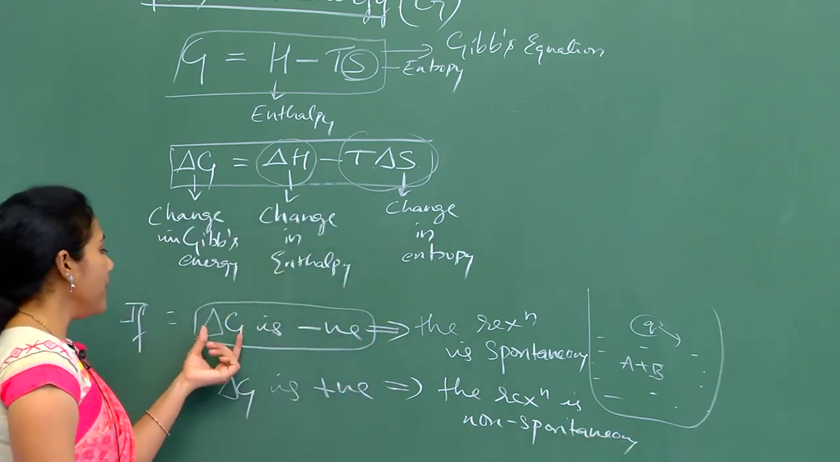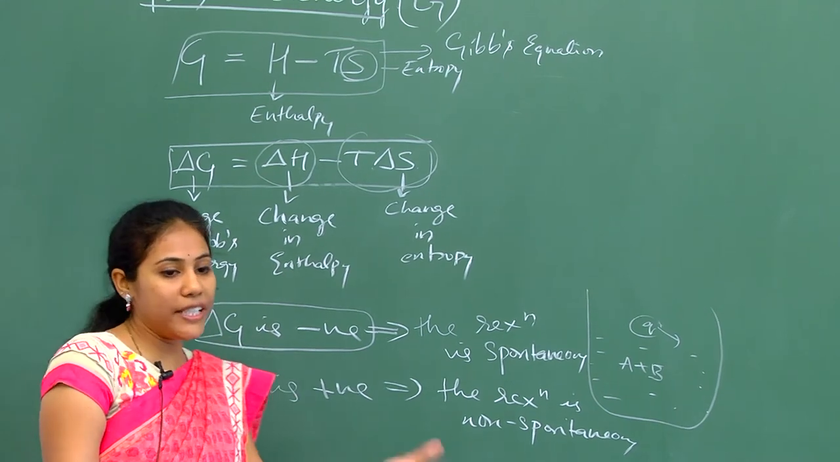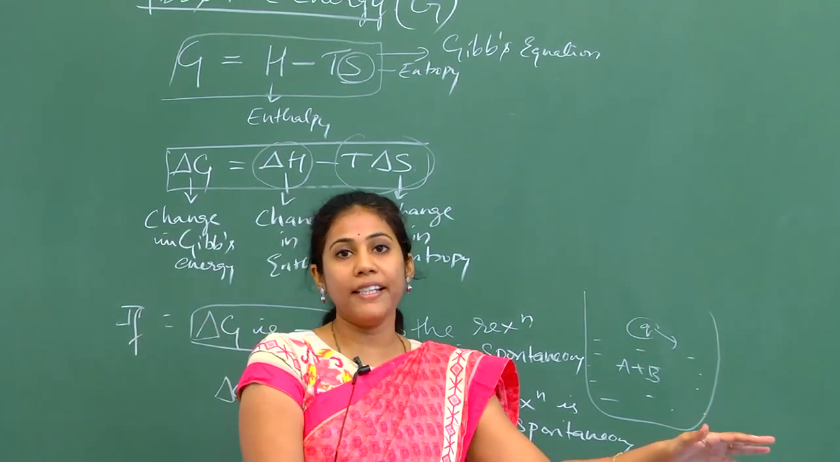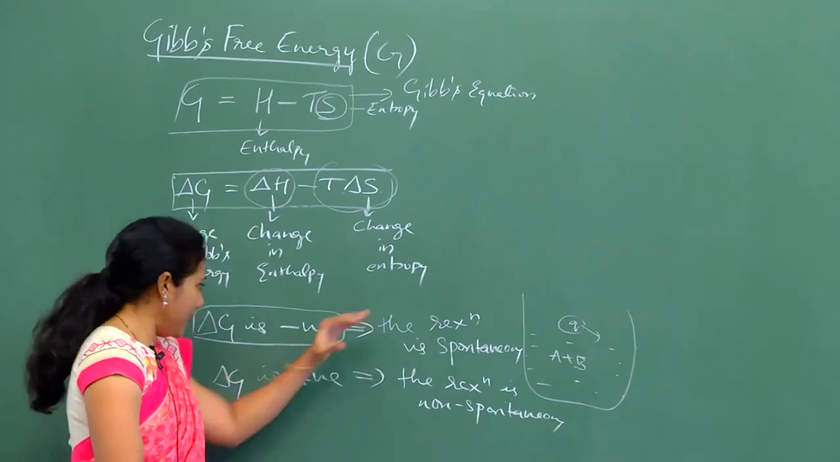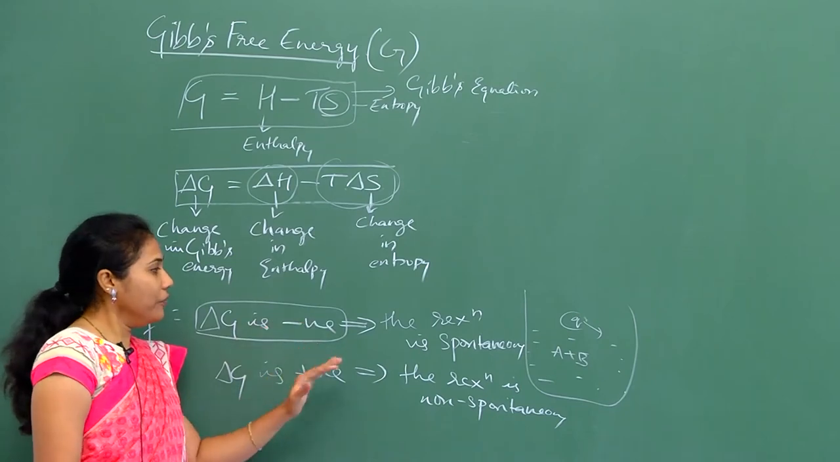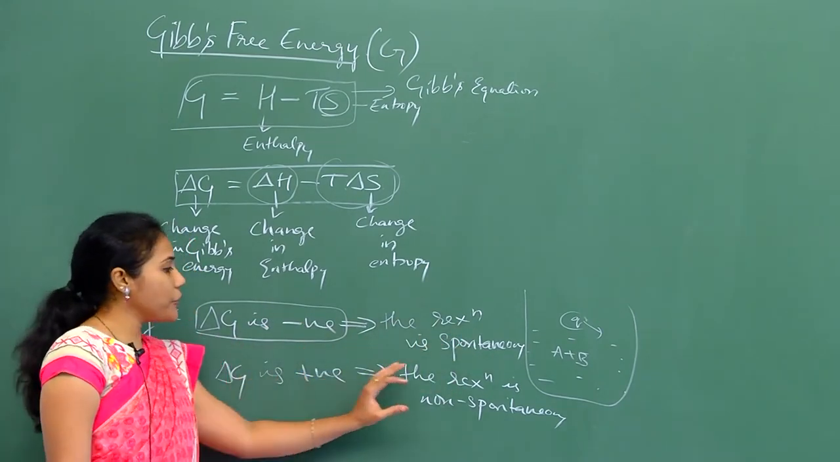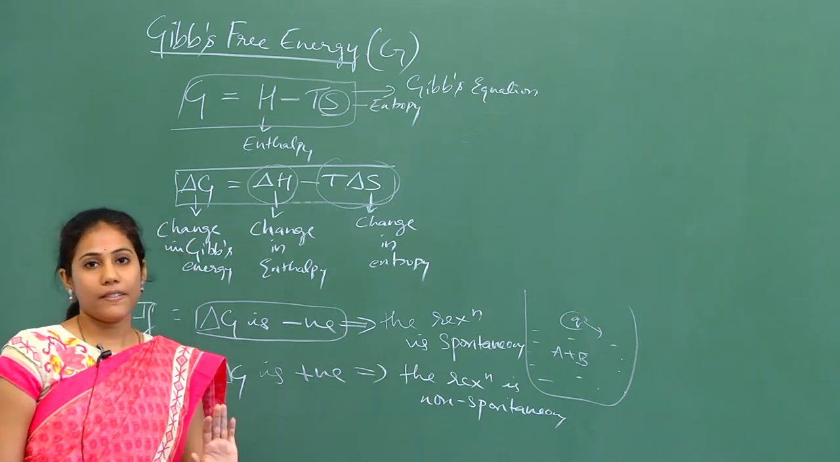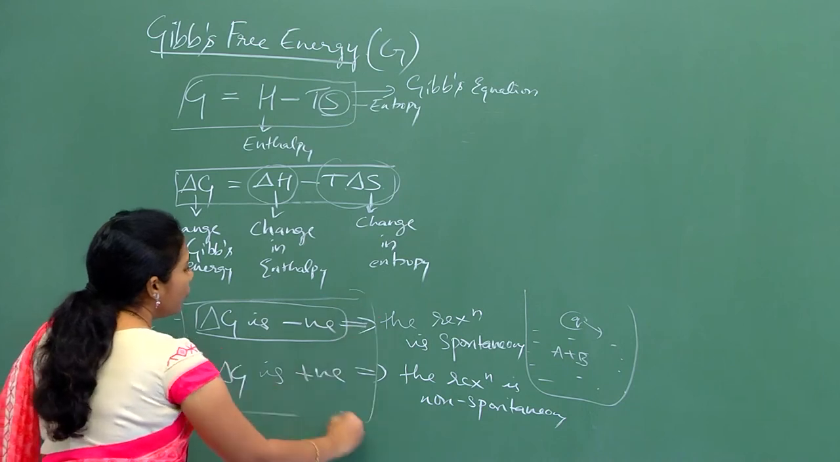Okay. So whenever you see delta G negative, with little energy itself the reaction is proceeding easily to form a product. That means the delta G is negative, then we say that reaction is spontaneous. If delta G is positive, the reaction is non-spontaneous. Okay. So this is the main condition we have to remember.